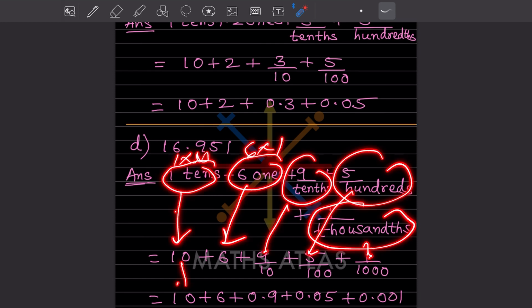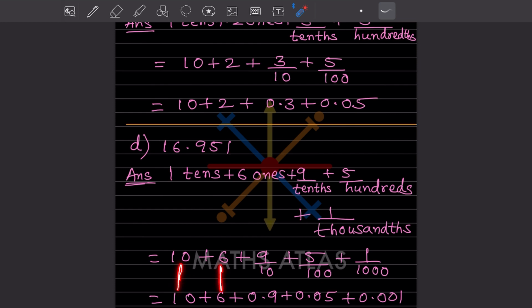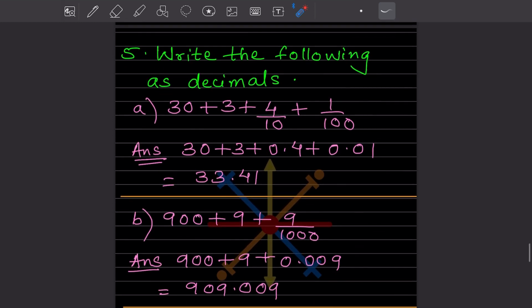This one will be 10 as it is. 6 as it is, 9 by 10 means 0.9, 5 by 100 means 0.05, and 1 by 1000 means 0.001. Now write the following as decimals.